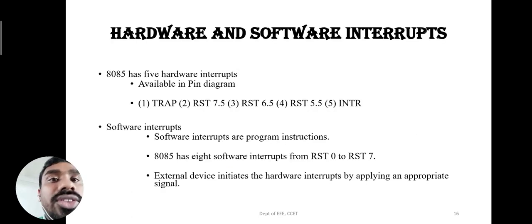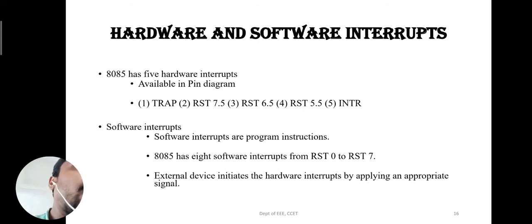So, as we already said, the first category of interrupt is the hardware and software interrupts. As we know, the hardware interrupts are all those interrupts that are available in the pin diagram of Intel 8085. We have basically 5 hardware interrupts, namely TRAP, RST 7.5, 6.5, 5.5 and INTR. Here TRAP is the highest priority interrupt, so it should have the most priority.